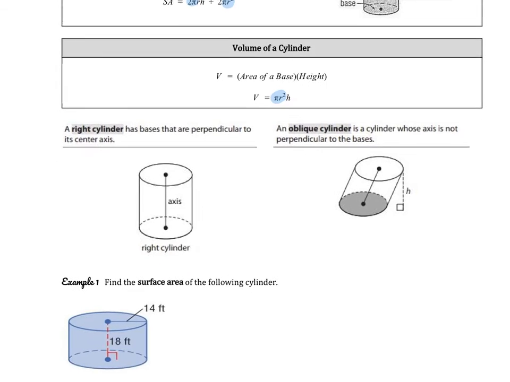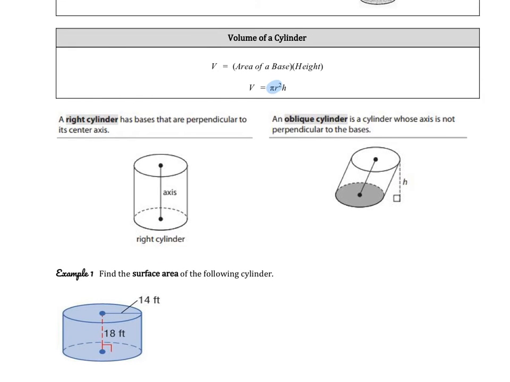There are two types of cylinders we'll be working with. One is called a right cylinder, and that has bases that are perpendicular to its center axis. So it's perfectly vertical or horizontal, or along whatever axis it is lying.